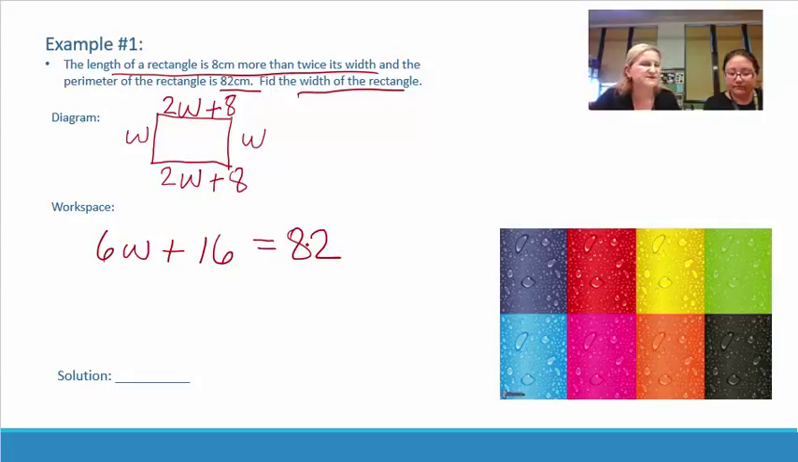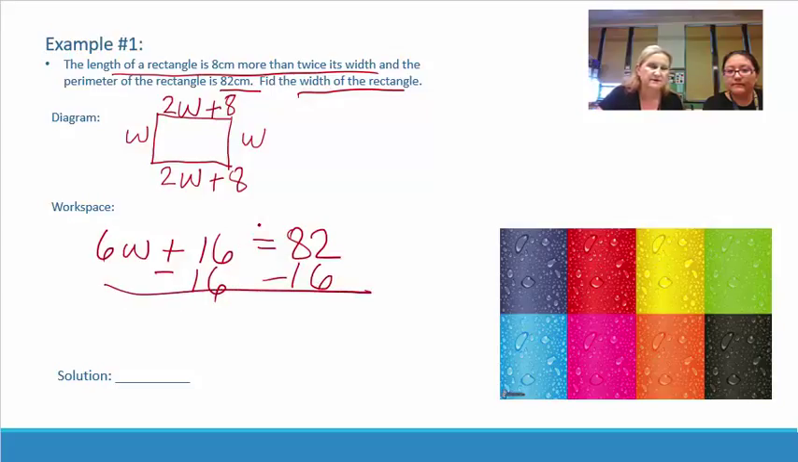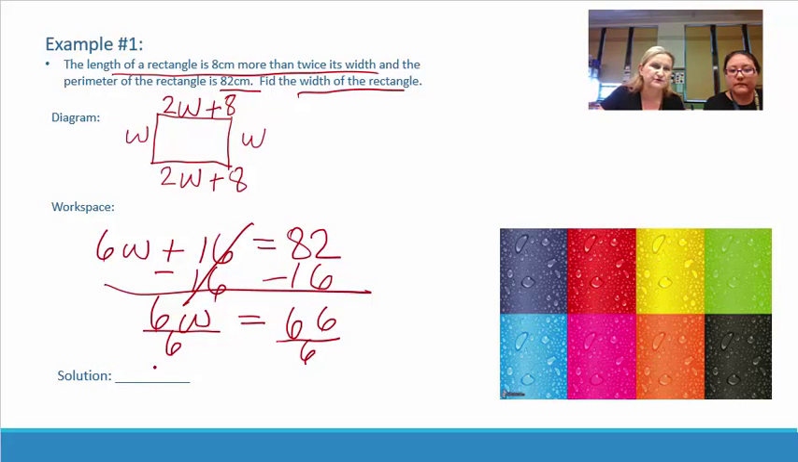Okay, so the hardest part is the setup of the problem. If we can set it up correctly and identify the sides, it just becomes an easy equation to solve. So let's subtract 16 on both sides. I end up with 6W is equal to 66. Divide by 6. We end up with W is equal to 11. Okay, so that's the width of the rectangle, and this is what we were being asked to find. So we are done with this problem.